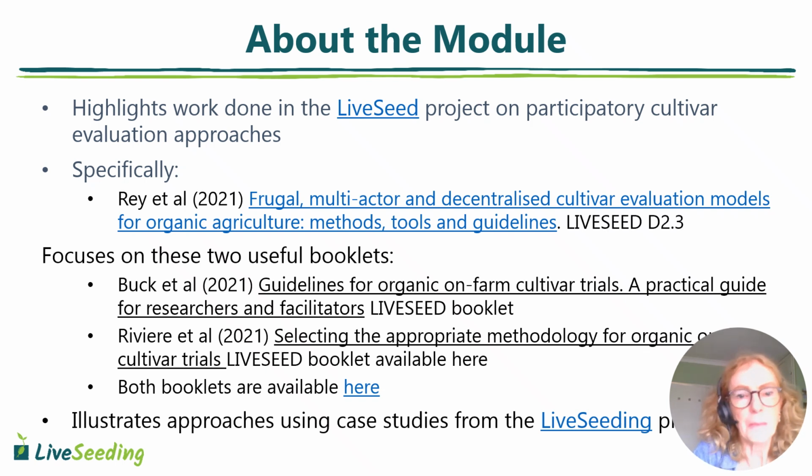If you have a copy of the PowerPoint slides for this presentation, you can use that hyperlinked link there to navigate your way to find that deliverable and download it. It's quite a long and detailed and really good document that you might want to read over when you've got time. There are also these 2 booklets that were produced in the same project that summarize quite a bit of the content of that deliverable: Buck et al., Guidelines for Organic On-Farm Cultivar Evaluation Trials, and the Riviere et al. 2021 Selecting the Appropriate Methodology booklet. There's a hyperlink you can find on the PowerPoint slides to navigate to those and download them.